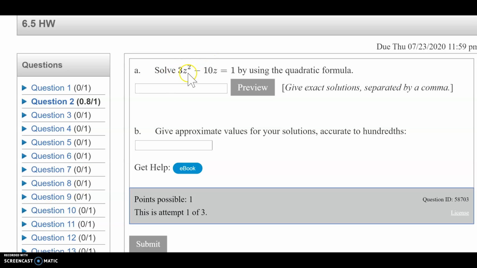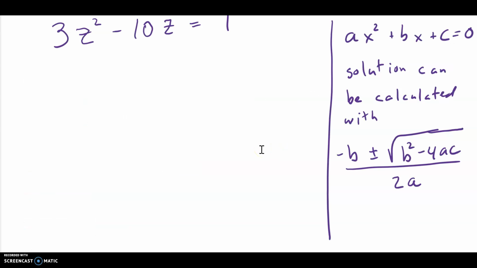Solve 3z squared minus 10z equals 1 by using the quadratic formula. Part A, give the exact solutions separated by a comma, and part B, give the approximate solutions. All right, so first of all, let's get some scratch paper here.